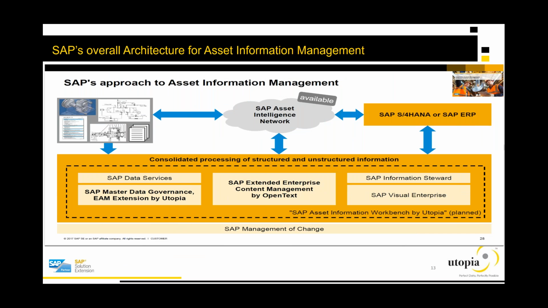And if you have a look at the way SAP is approaching that right now, their overall architecture for asset information management is a combination of applications that they're providing. As I said, it uses the SAP S/4HANA or the SAP ERP system as their EAM management system. That is integrated then with the SAP Asset Intelligence Network. And it's actually using a whole suite of tools under that, the SAP Data Services, the SAP Master Data Governance EAM extension by Utopia, the SAP Extended Enterprise Content Management by OpenText, as well as specific SAP solutions like SAP Information Steward, Visual Enterprise. And it's all being joined together, integrated, using the SAP Asset Information Workbench by Utopia, which is planned for release later this year. It's available from Utopia now, but will be coming out from SAP before the end of the year.